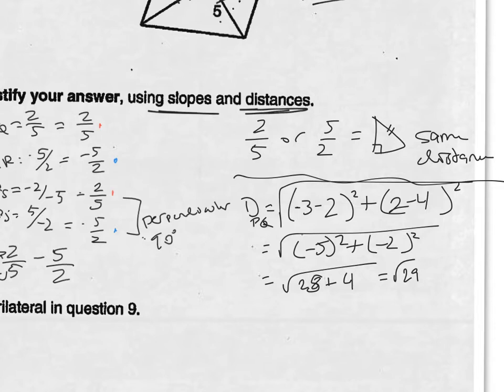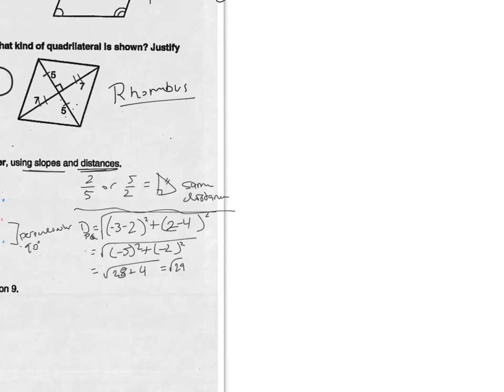Okay, so the distance of P and Q is the square root of 29. Well, we know the opposite sides are going to be the same, so let's look at a side that's next to it. A side that is next to PQ is going to be QR. So let's find the distance of QR and see if they're the same. If they're different, it's a rectangle. If they're the same, it's got to be a square.